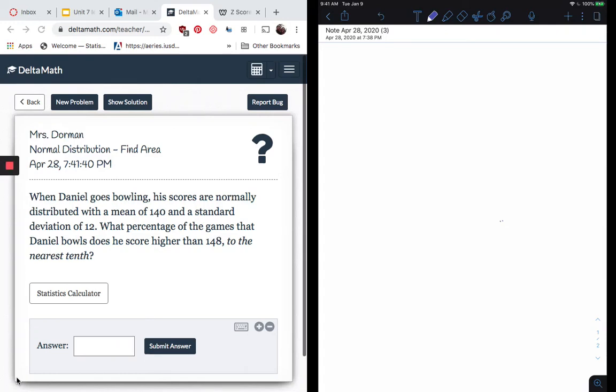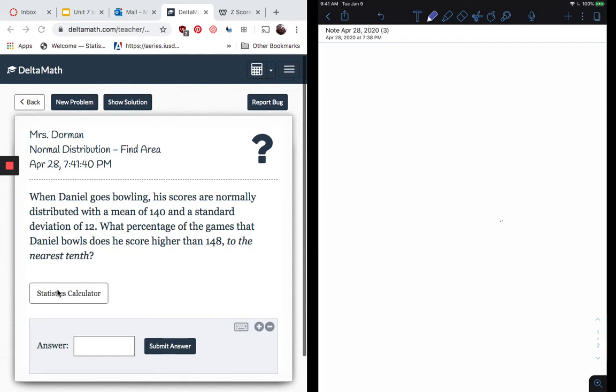Hi, so we had some issues with Delta Math and the find the area problems. So I'm going to go over a couple of them. And part of the problem was Delta Math, you don't need to use the statistics calculator. You're going to use the z-score table instead.